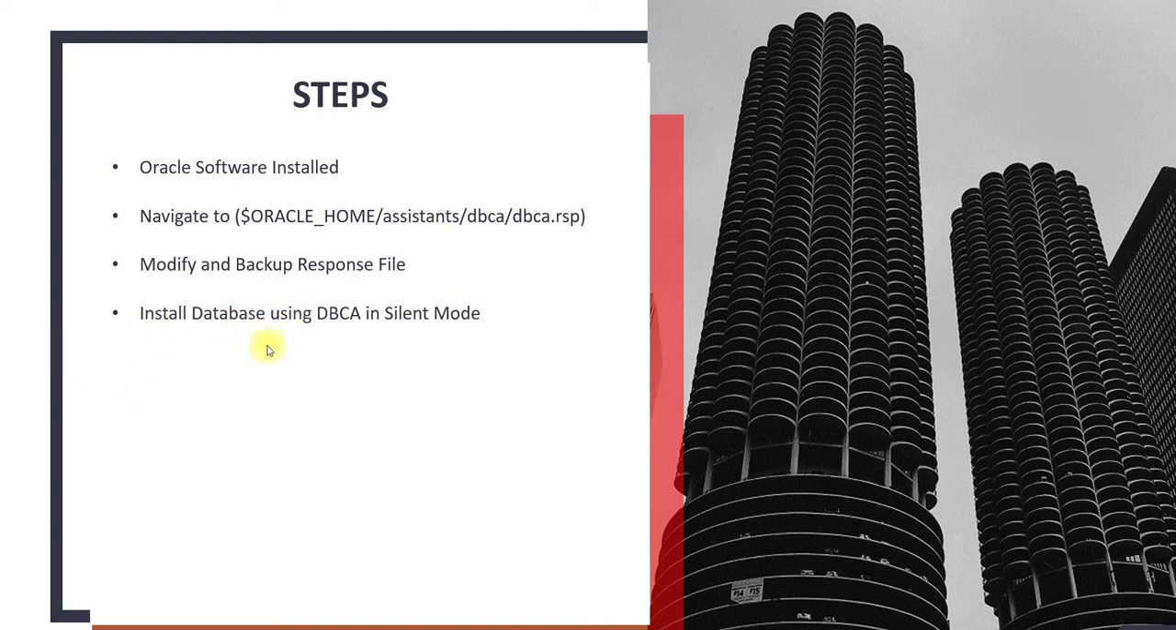And the last part is using DBCA. We will be using the silent installation parameter, that will be the silent switch to install.